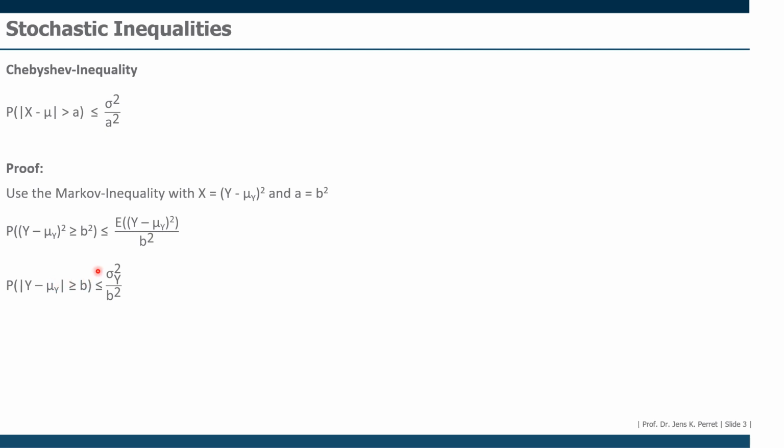This result is more or less exactly the same to what we have up here. The only difference being this is called A and this is called B. But in the end, it's just a slightly different version of the Markov inequality. However, with a different focus in mind.